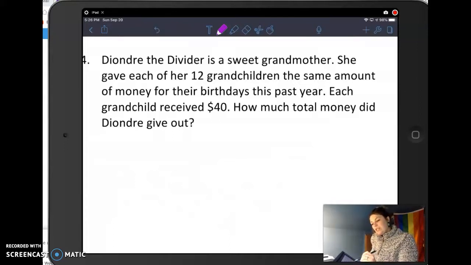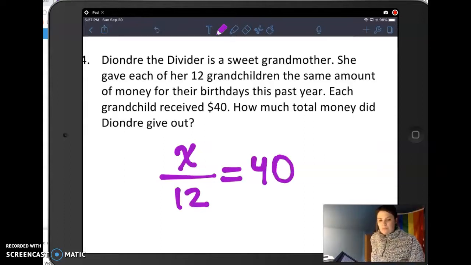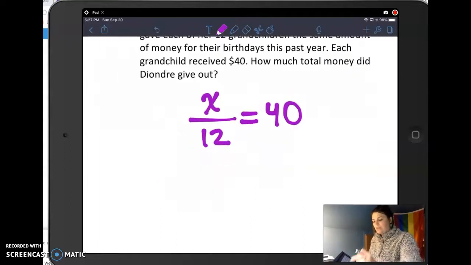She gave each of her grandchildren $40, but how much did she give in total? So the way we think about this, if we were going to use algebra, is that the total amount was divided amongst her 12 grandchildren, and each grandchild got $40. So we want to know, how do we solve this?